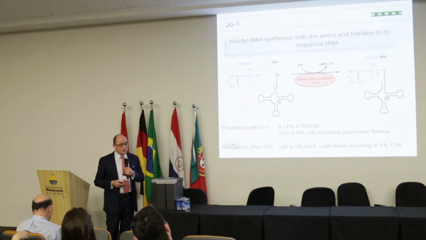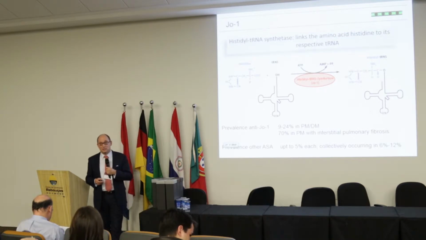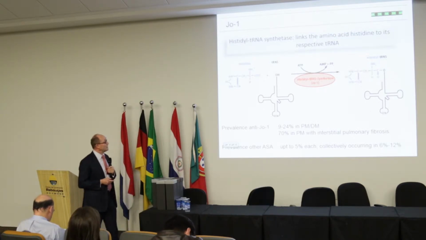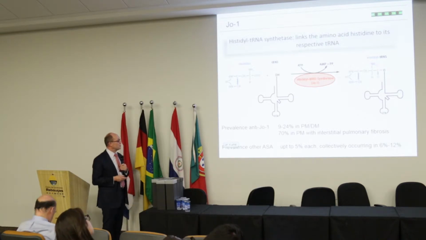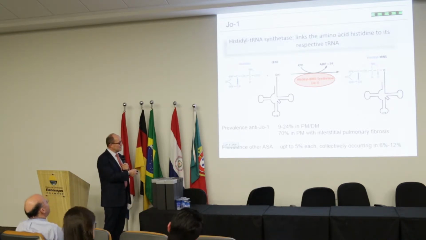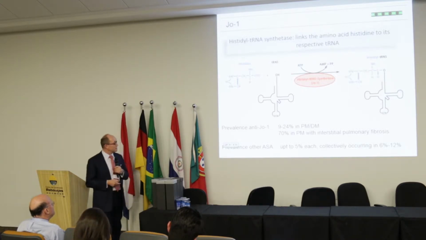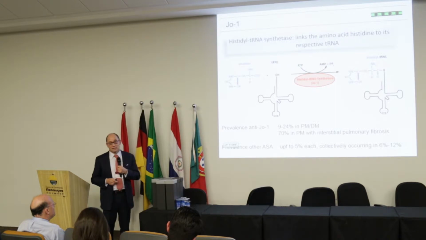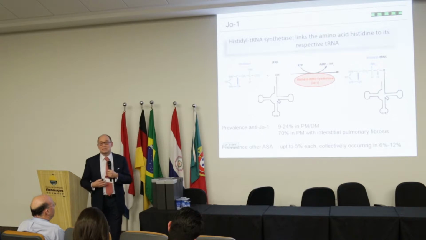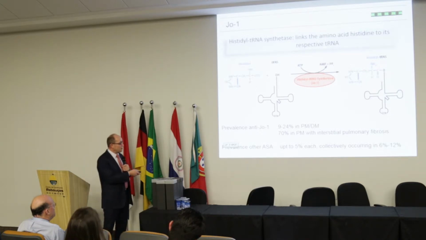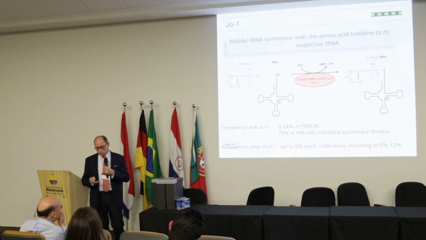The most prevalent antibody against tRNA synthetases is Jo1. This is histidyl tRNA synthetase. Prevalence in polymyositis and dermatomyositis is described up to 24%. It's often seen also associated with interstitial pulmonary fibrosis; 70% of this subset have anti-Jo1. The prevalence of all the other anti-tRNA synthetases can be up to 5% each, but collectively they occur in approximately 6 to 12%.